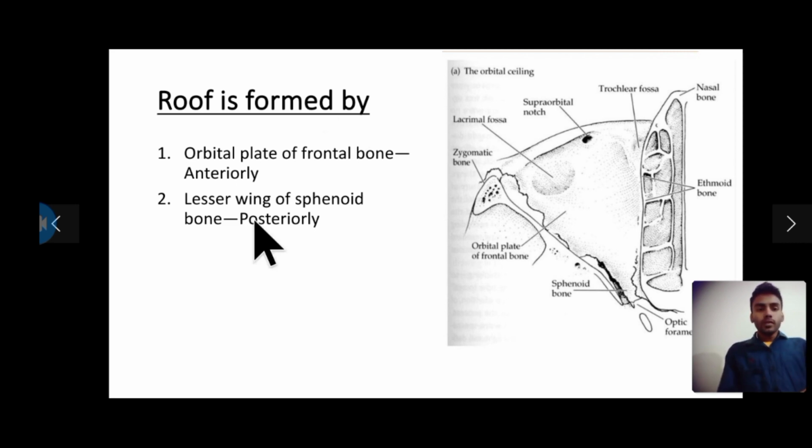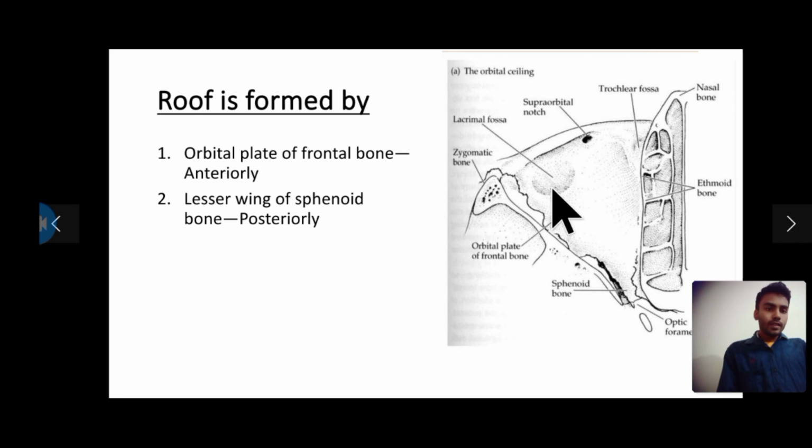So in this picture, you can easily see that this is the orbital plate of the frontal bone, which forms the anterior part of the orbital roof, and this is the lesser wing of the sphenoid bone, which forms the posterior part of the orbital roof. Now we will see what are the other structures that are in relation to this orbital roof.